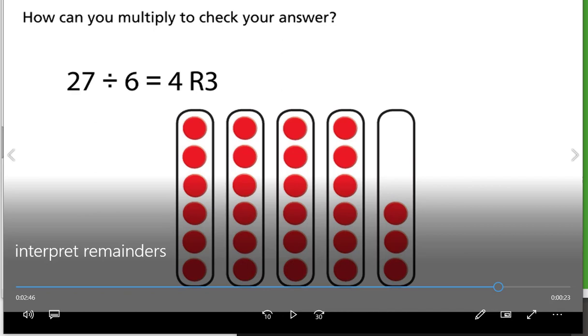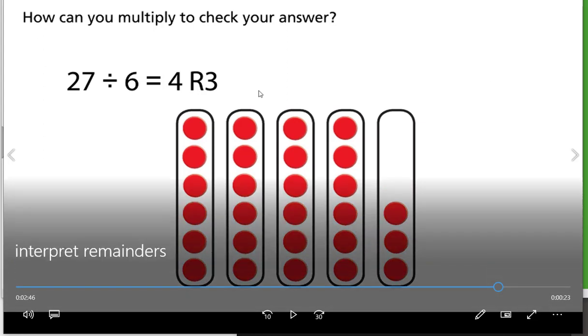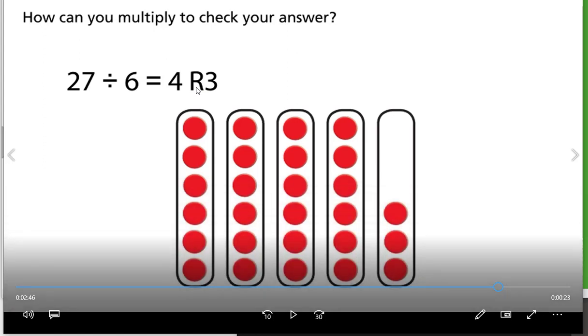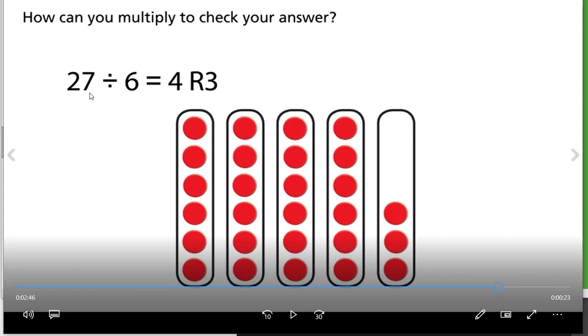Okay, I want one of my heroes to look at the equation and tell me how we can check our answer. Remember, my heroes, I told you before that in division you can use the inverse operation, which is multiplication. The dividend is the first number, 27. To find the dividend, we will multiply the divisor and the quotient. And in this case, what can we do to check our answer?